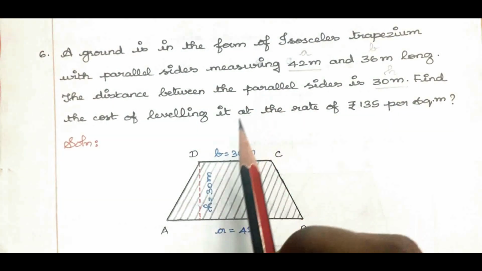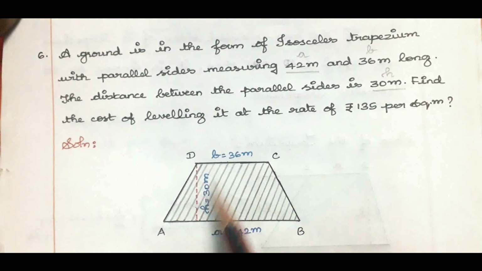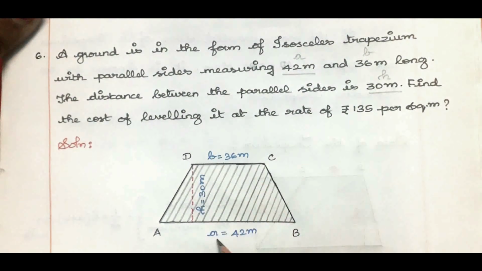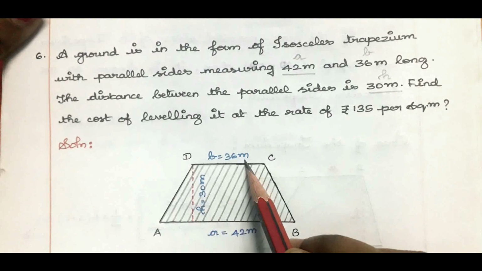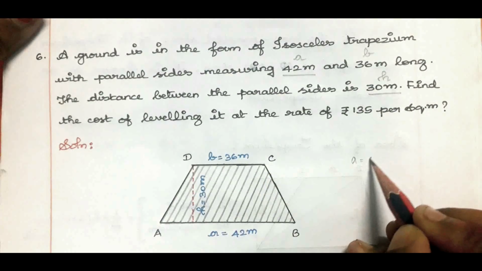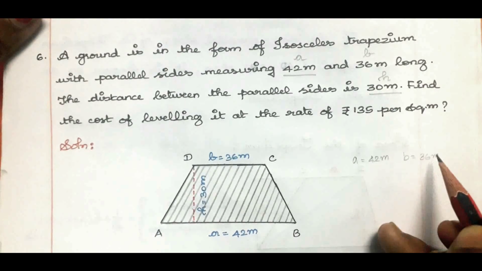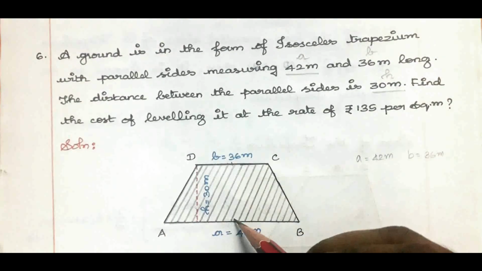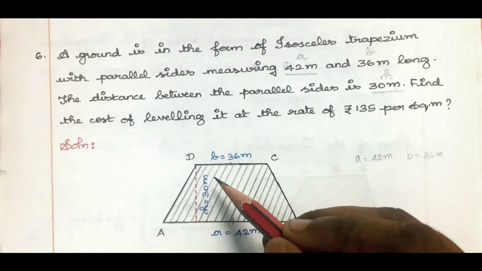Here the question goes in this way. There is an isosceles trapezium shaped ground. That ground has the parallel sides measuring, the first side we will take as AB, A is equal to 42 meter, and CD, which is B, which is 36 meter. Therefore, we got the value of A as 42 meter and B as 36 meter. Next, they are telling that the distance between the parallel sides, from this to this, these two are the parallel sides. The distance between the parallel sides is nothing but height. Height is equal to 30 meter.